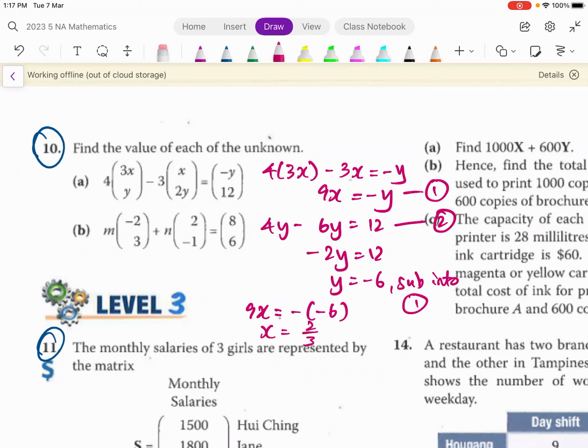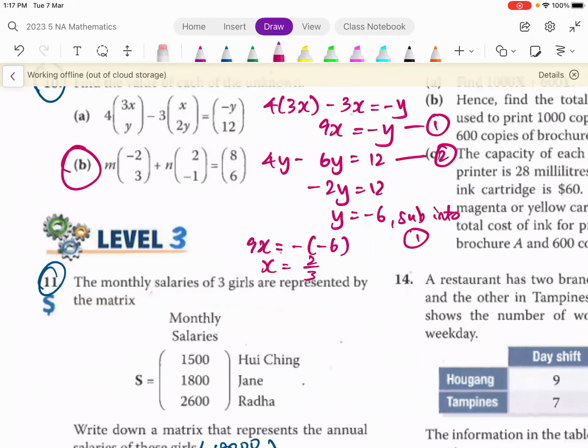We're doing simultaneous equation. So 10b, you do the same thing. You have 2 equations in n as well as m. So go and check your answer by yourself. If it is not correct, you need explanation, let me know now. So does anybody need me to go through 10b? No need. Move on to 11.